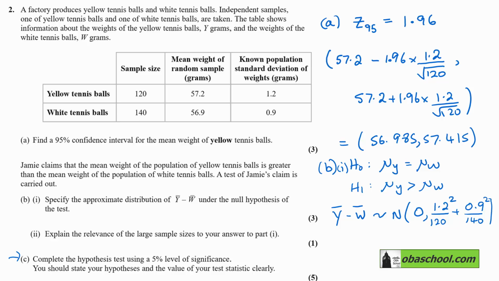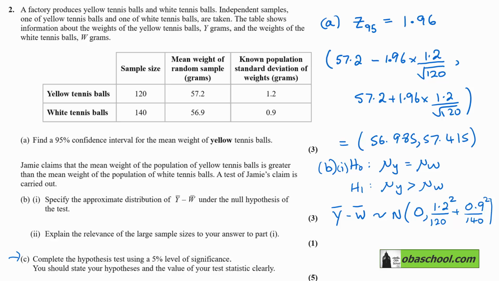Part 2 of B is to explain the relevance of the large sample sizes to your answer to part 1. The large sample size means that we can use the central limit theorem. So we do not need to know the actual distributions of Y and W to use the normal distribution.